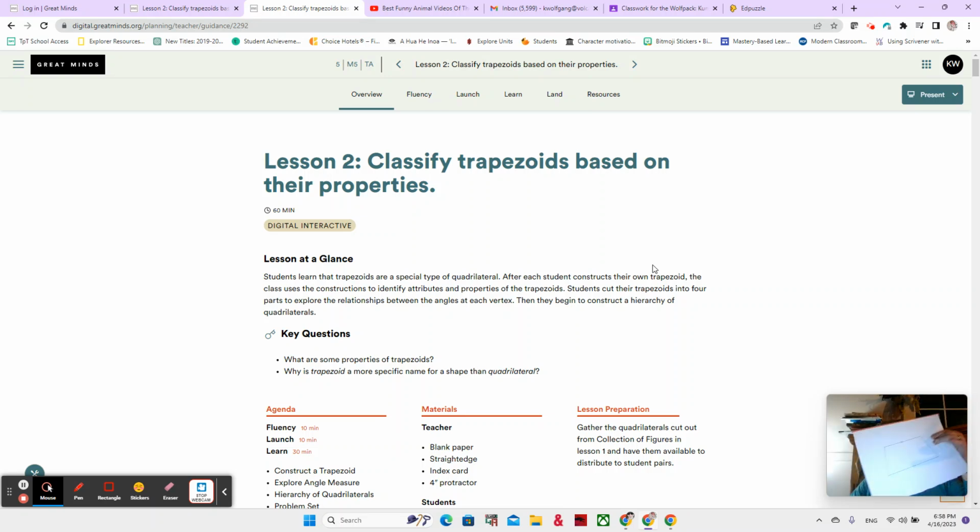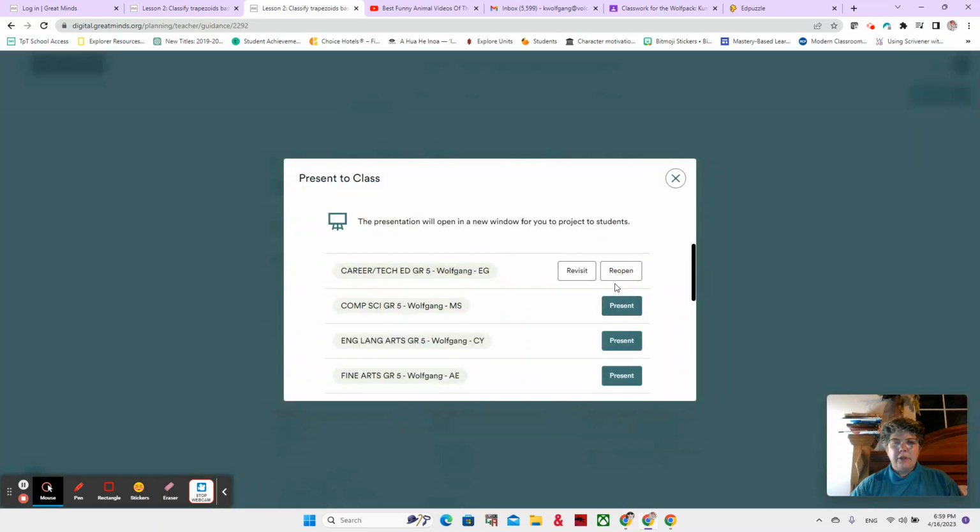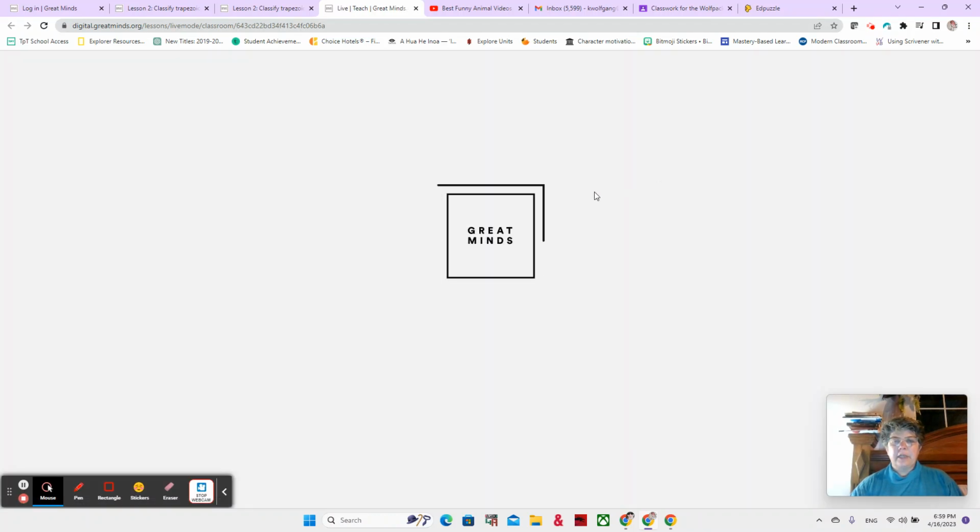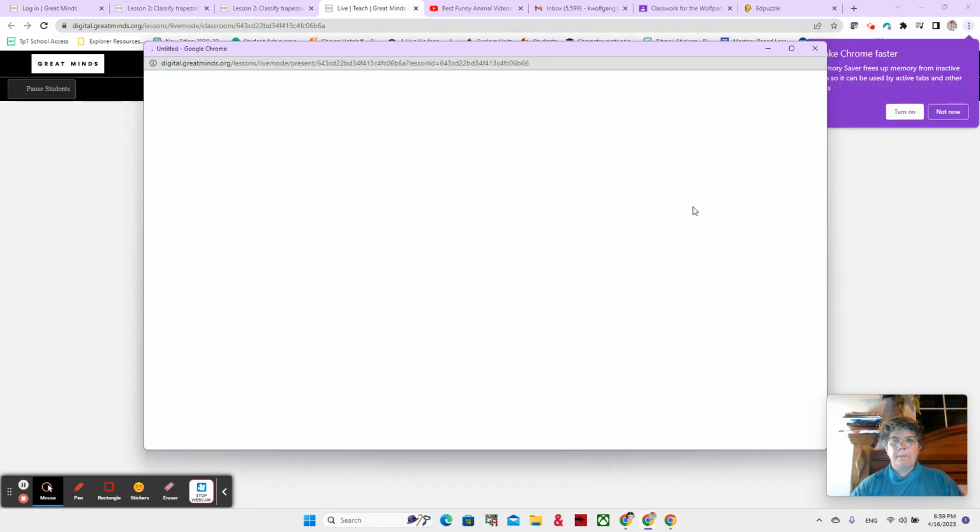So what you're going to need is your drawing of your trapezoid that you made in video 2. And we're going to use a protractor with this trapezoid. So you need a protractor and your trapezoid. I'm going to be presenting, so it's just going to take me a minute to get us to the right place. Make sure that you have your protractor and your trapezoid ready.